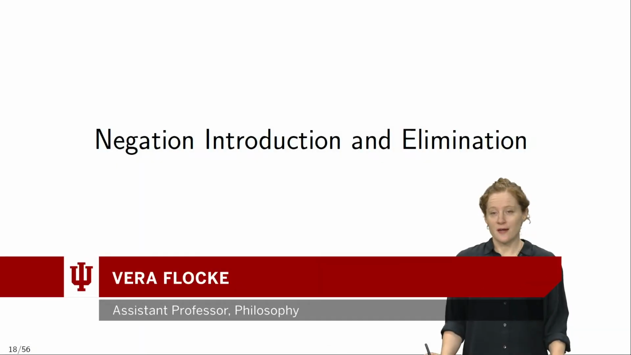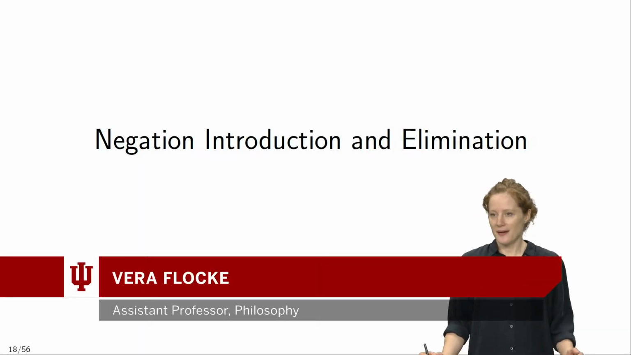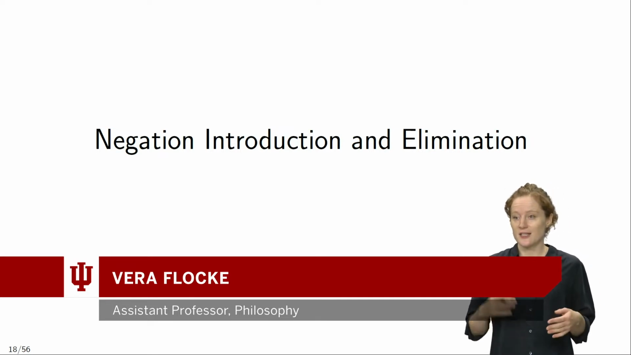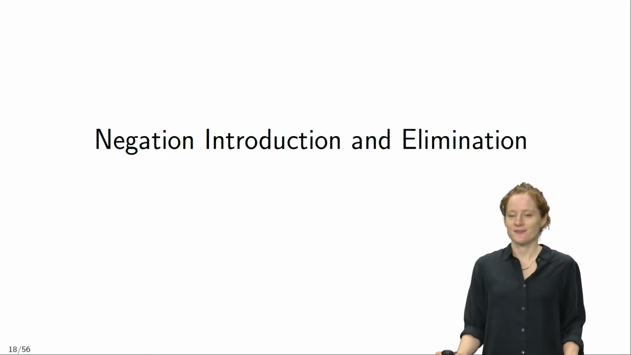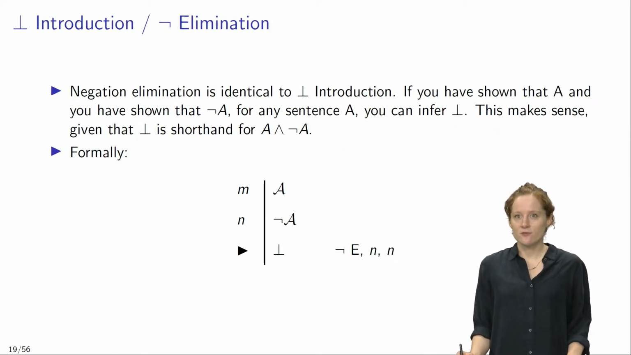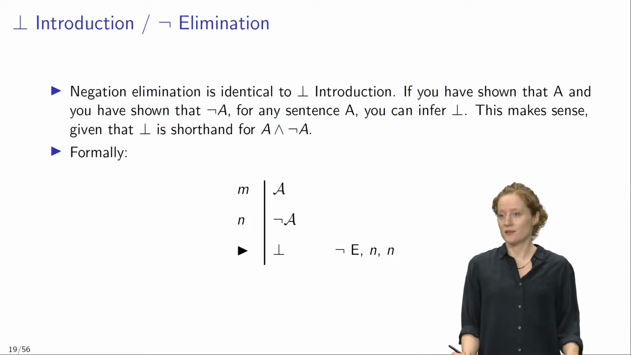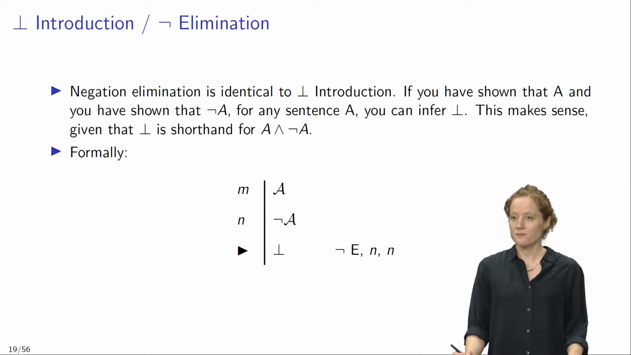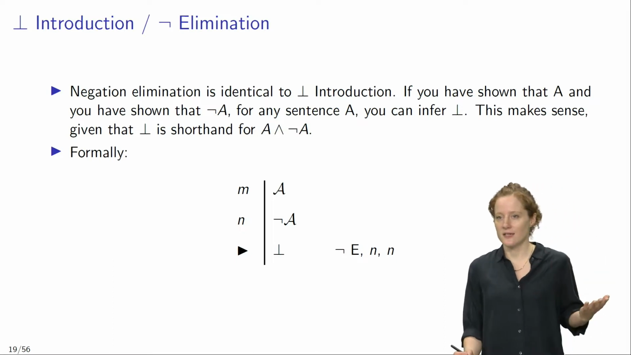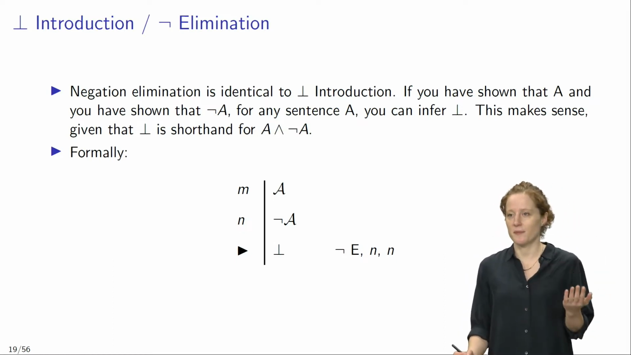We can now use our knowledge of the new symbol bottom to introduce the inference rules negation introduction and negation elimination. Now, negation elimination really is identical to bottom introduction. So the idea is that if you have shown that A and you have shown that not A for any sentence A, you can infer bottom.